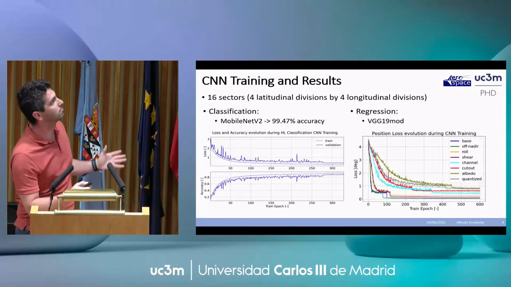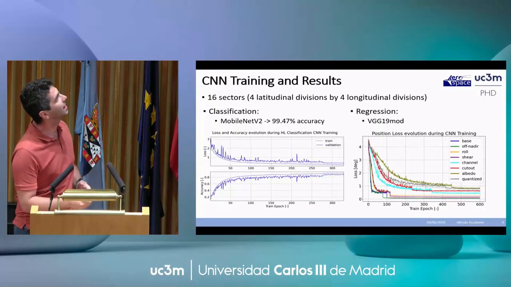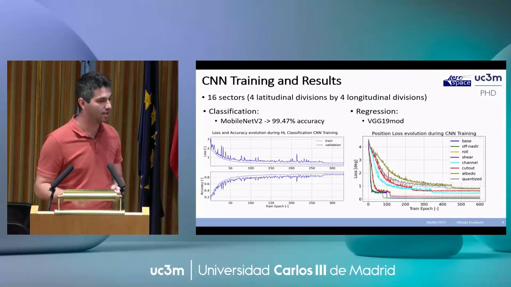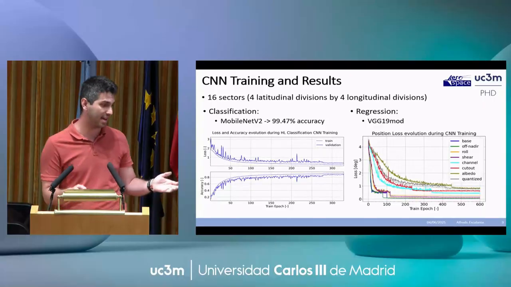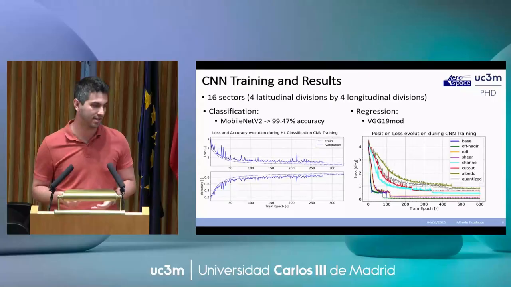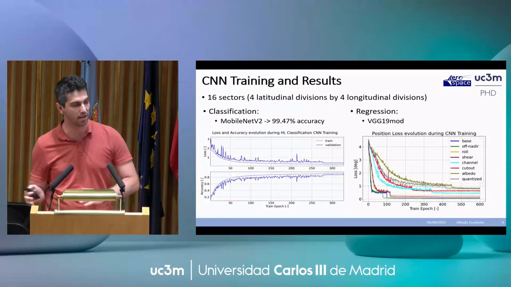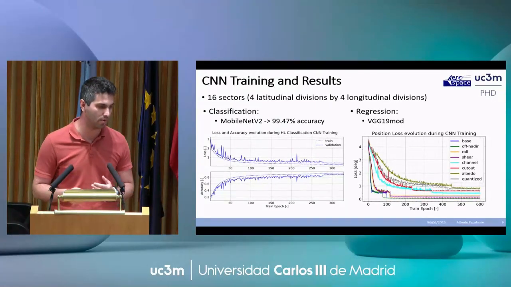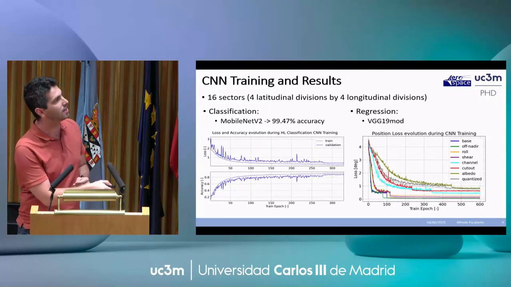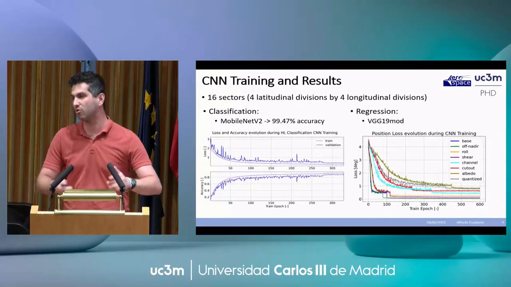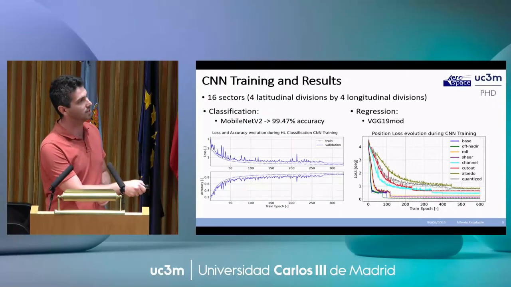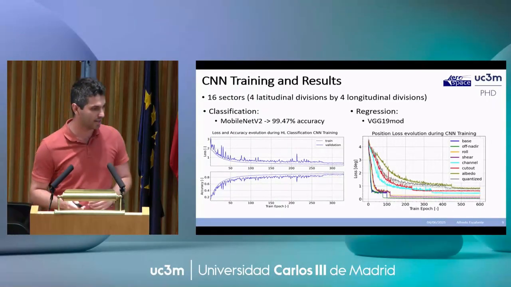So just some super short results with 16 sectors, so 4 latitudinal and 4 longitudinal divisions. With the classification we get, with a very light architecture like MobileNet, almost 100% accuracy. And then testing the low-level regression networks, we needed a bigger model with more parameters, and we get less than 1 degree accuracy in the position with the most perturbed case. Of course, in reality, you have star trackers and other things that you can combine, and then you could get close to 0 point something accuracy.